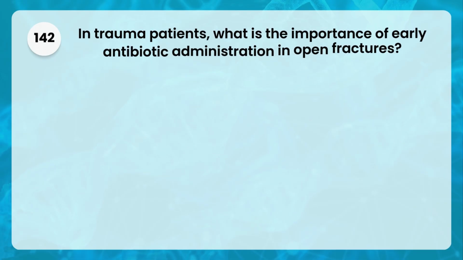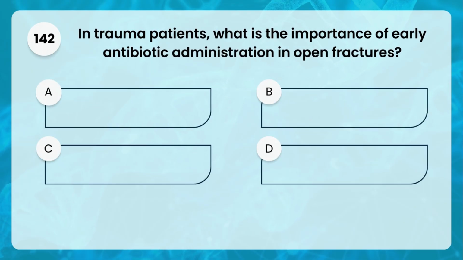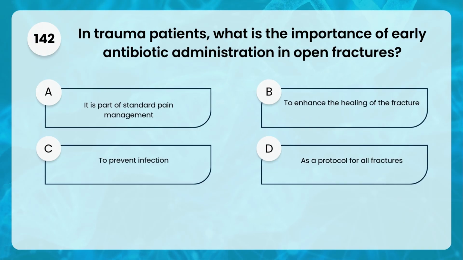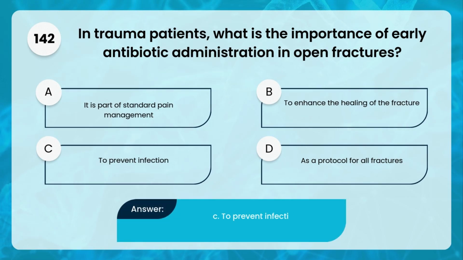142. In trauma patients, what is the importance of early antibiotic administration in open fractures? A. It is part of standard pain management. B. To enhance the healing of the fracture. C. To prevent infection. D. As a protocol for all fractures. The answer is C. To prevent infection.